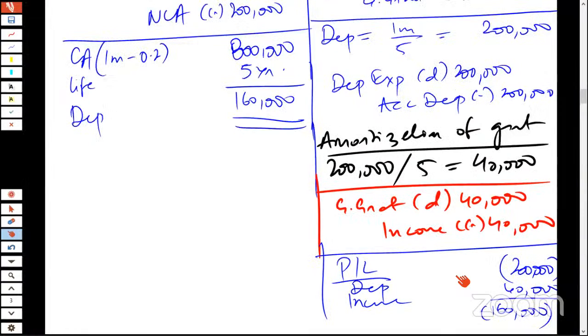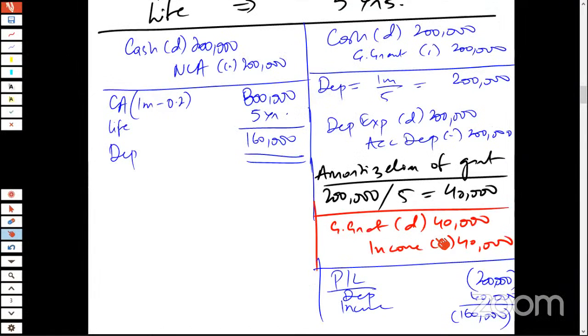So if I talk about the government grant and its accounting for the asset related grant, one way is that it is deducted from the cost of the asset, which we did here. Or else you have to transfer it to the P&L as an income over the period of time that the asset is utilized.